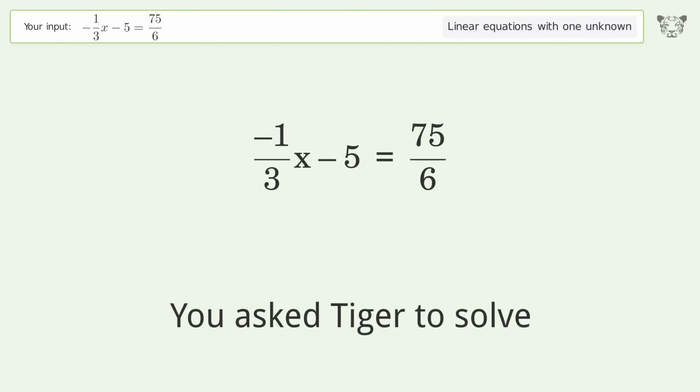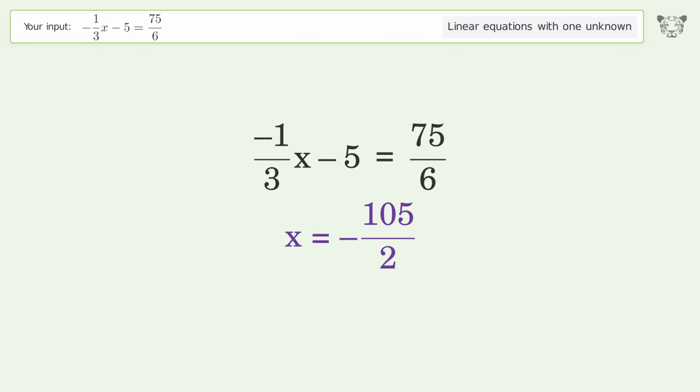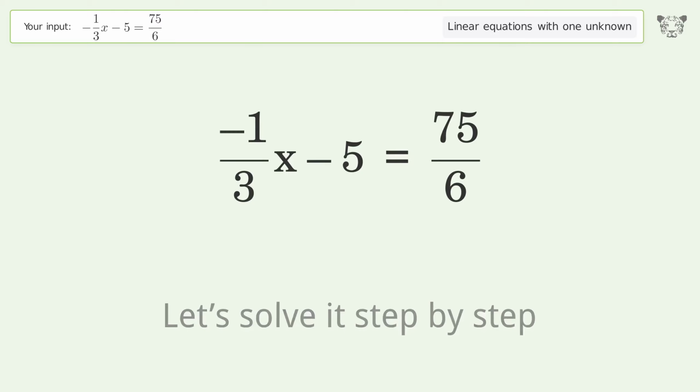You ask Tiger to solve. This deals with linear equations with one unknown. The final result is x equals negative 105/2. Let's solve it step by step.